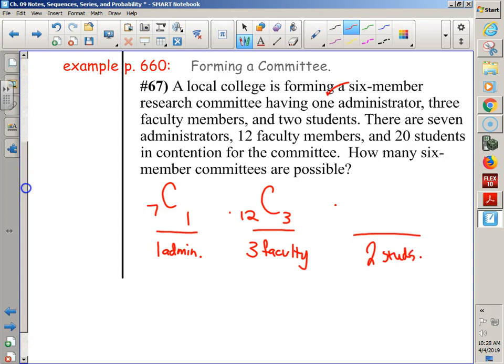So then, how many total? Got him, coach.